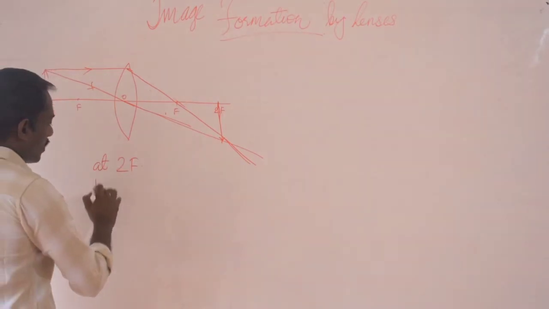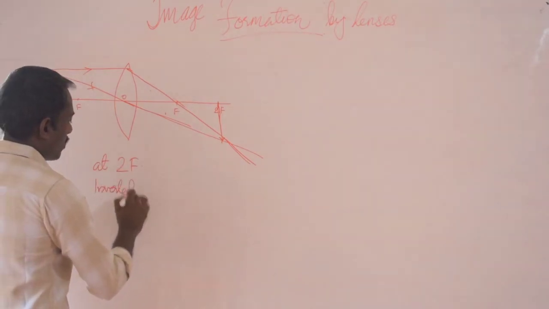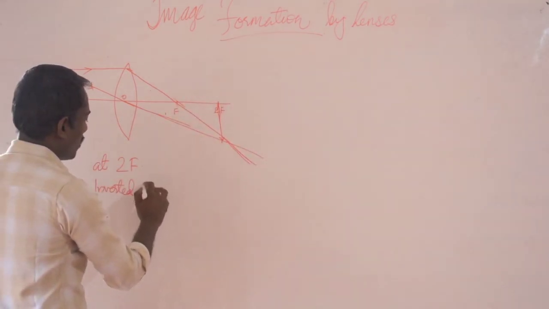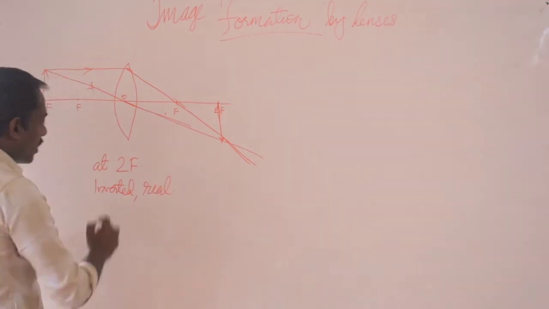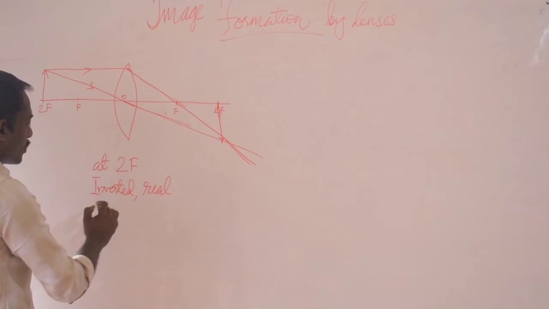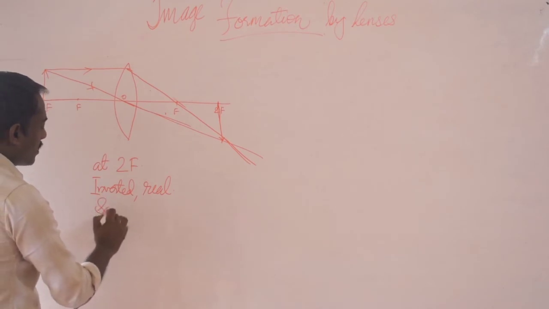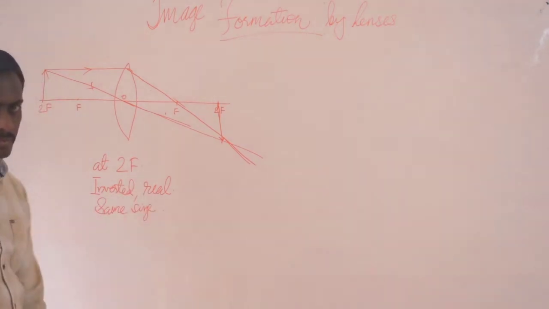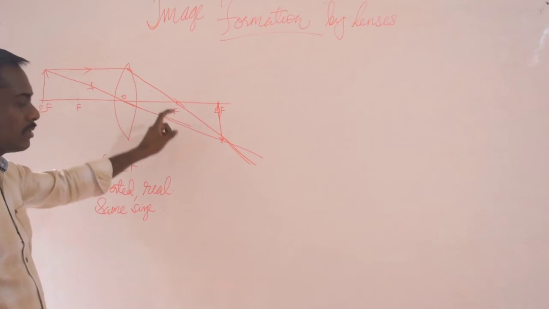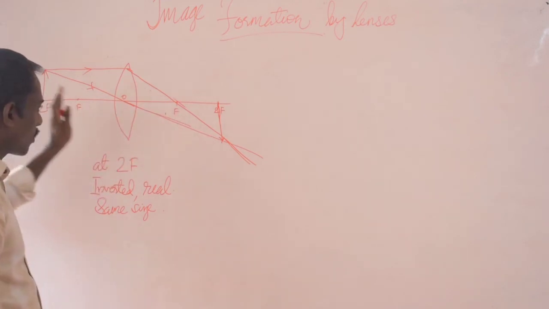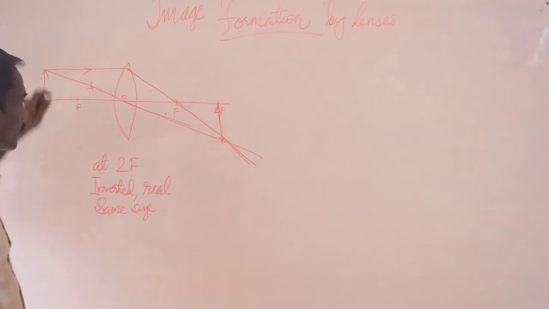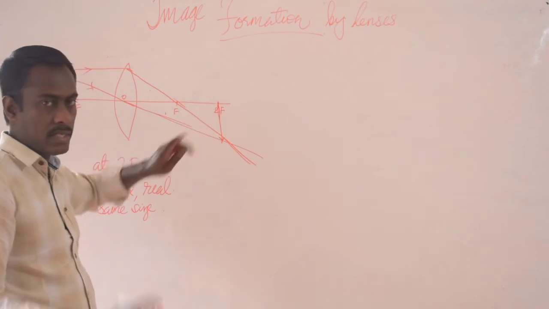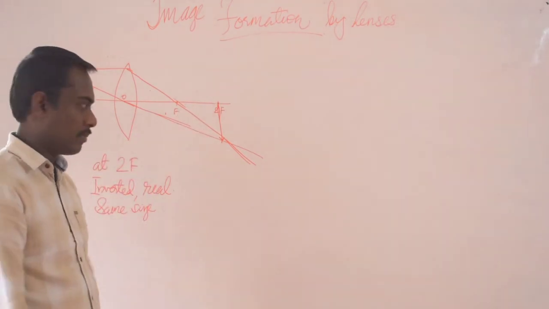It's an inverted image and also formed on the other side of the lens, so it is a real image. And what about the size of the image? The size of the image is exactly the same as the size of the object. These are the nature, position and size of the image formed by a convex lens when the object is kept at 2F. So when it is kept at 2F, the image is also formed at 2F only, and the sizes are equal, exactly the same.